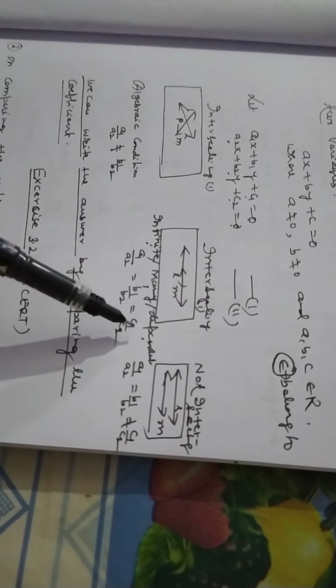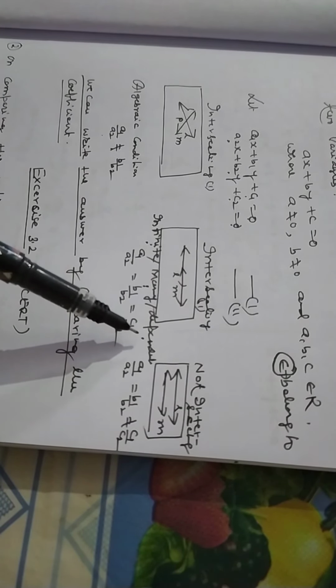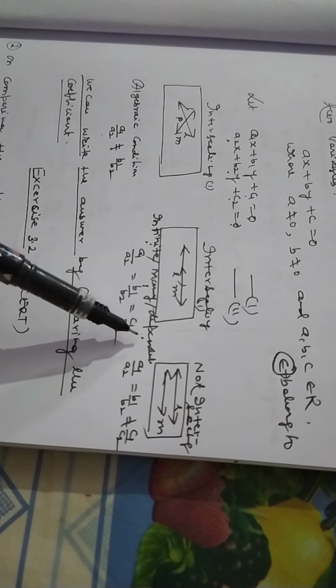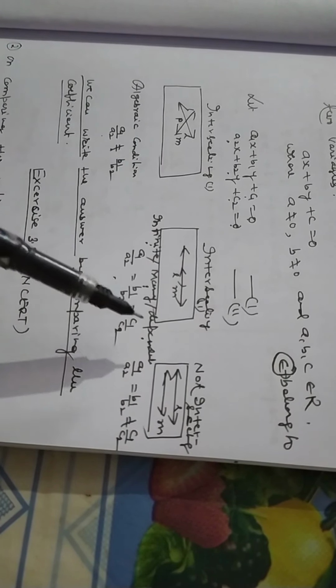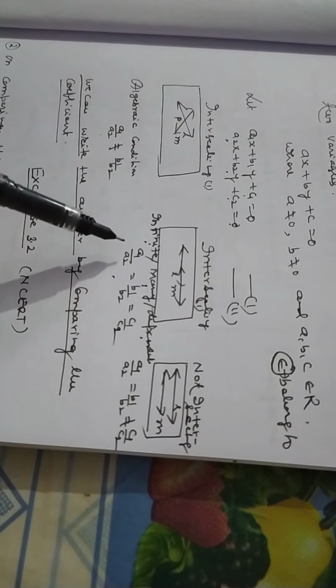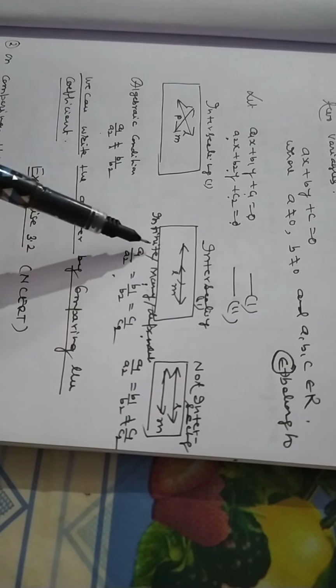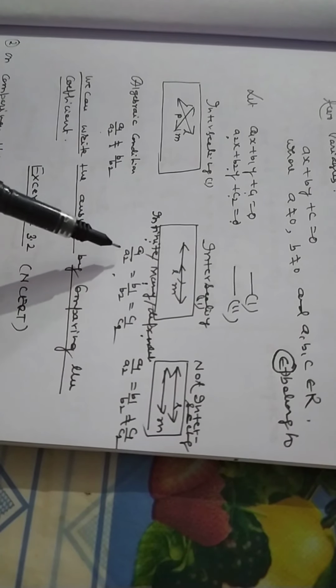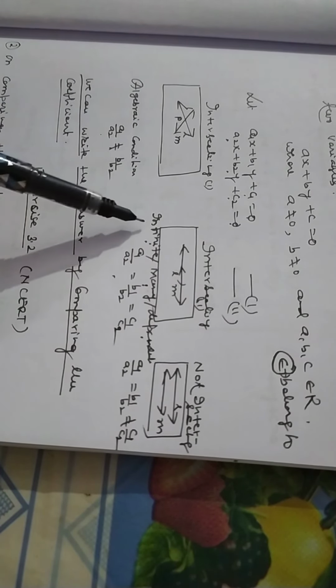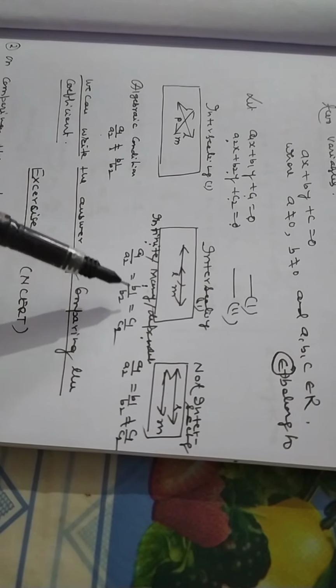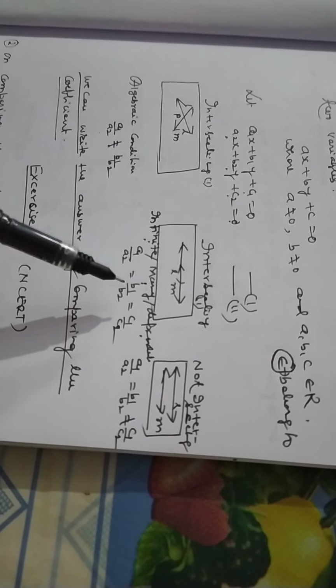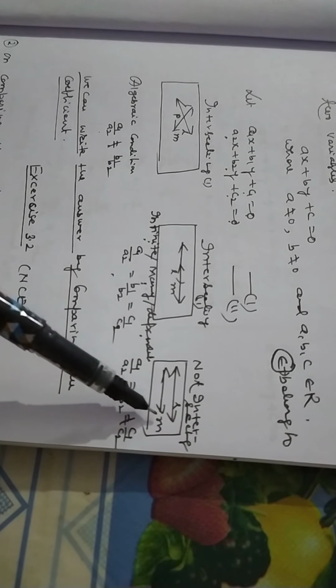So a question may be asked: find the value of k for dependent solution. You must write this condition. Find the value of k for many solution. You write this condition and find the value of k. K is unknown quantity here. For infinite solution, you must apply this condition. So both are same.